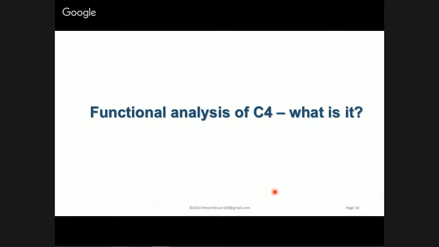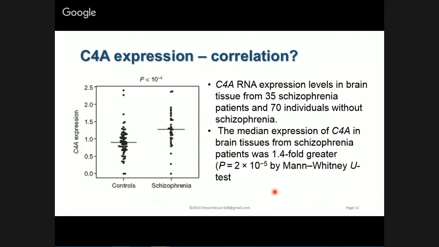So what is C4? I think I had asked you this earlier. Many of you have already taken physiology, so you might have some idea what the complement factor C4 is, and I'll get into that in a moment. Again, one of the other things you have to be able to show is what the C4a RNA is actually looking like in the brains of schizophrenic individuals.